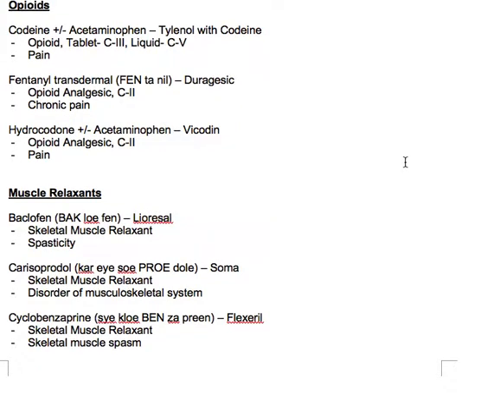And hydrocodone with acetaminophen. When it's combined with acetaminophen, the brand name is Vicodin. But you probably sometimes hear different brand names such as Norco or Lortab. There can be many different brand names, but Vicodin is the most common brand name for hydrocodone with acetaminophen. It is also a C2 opioid, and it's used for pain.